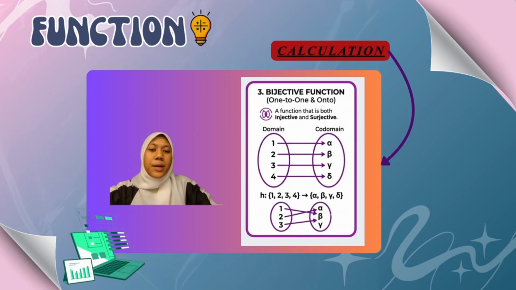Finally, this is a bijective function. A bijective function is both injective and surjective. Each domain element maps to exactly one unique codomain element, and every codomain element is mapped exactly once. Therefore, the function is bijective.